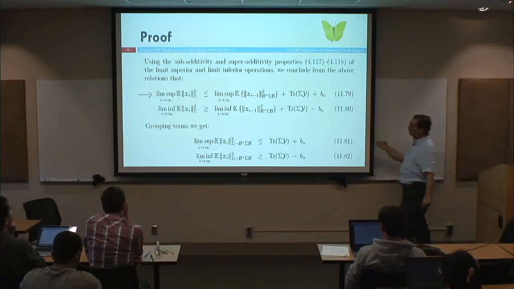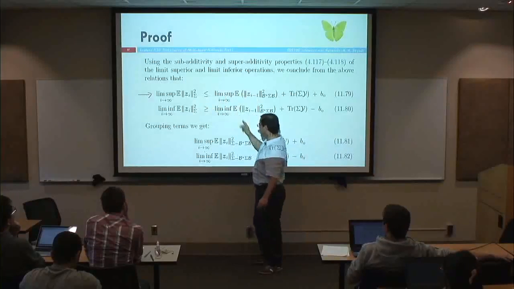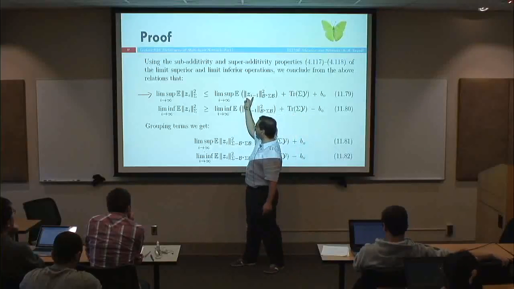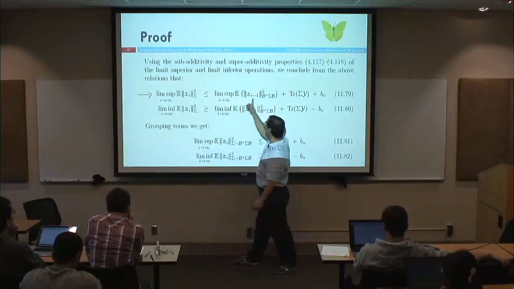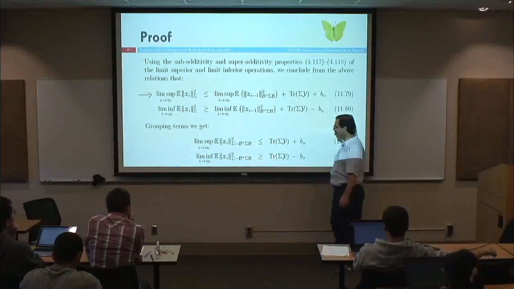So, when i goes to infinity, I can group these two terms. That's what I did here, you see? Because I can replace this by z_i grouped with this. The weighting becomes sigma minus that. Fine?